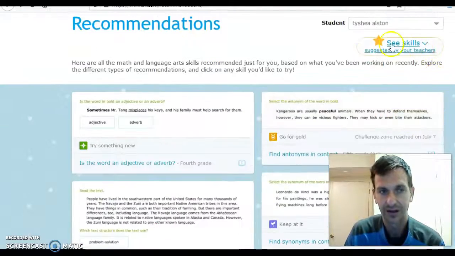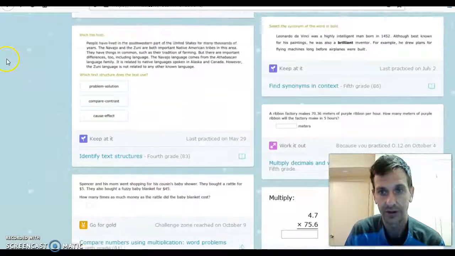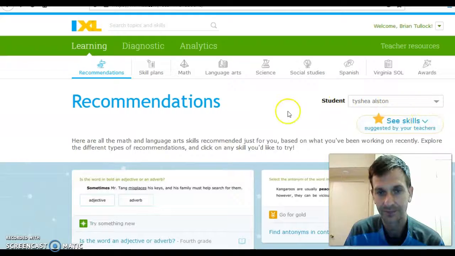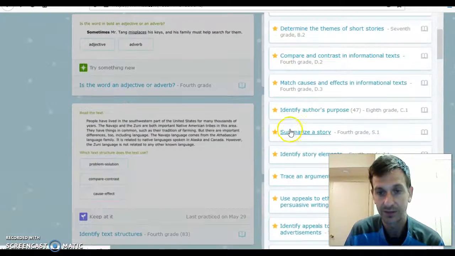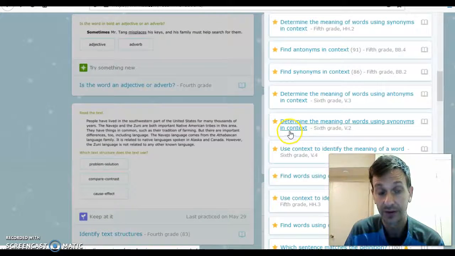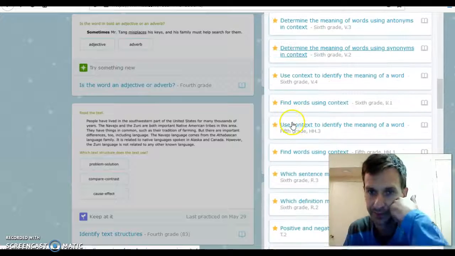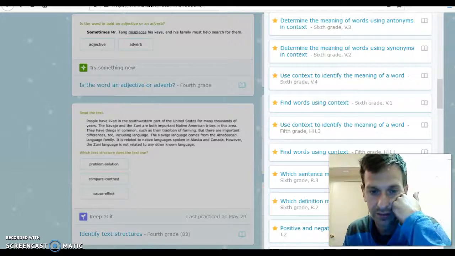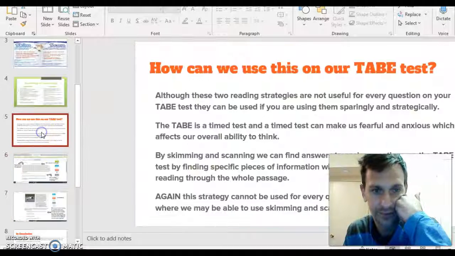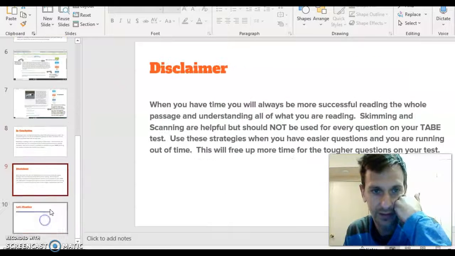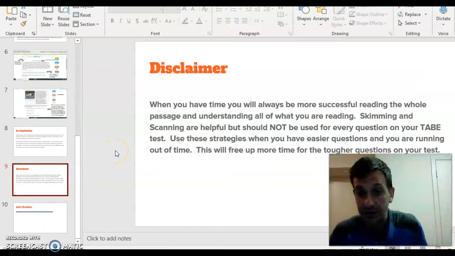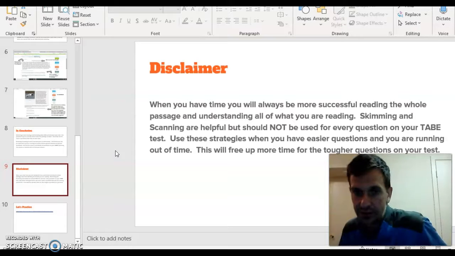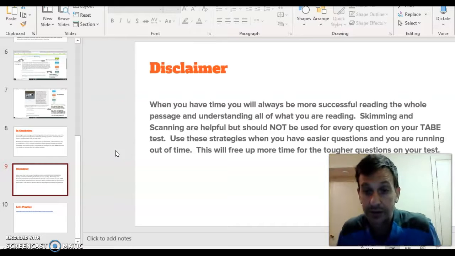Okay, so again, rushing is not going to get you anywhere. But see, this is proving my point that we must take our time. Even though we're reading fast, we can't just go. We got to get the gist of everything, all right? Look what I've put here. All right, disclaimer, right? What I put: when you have time, you're always successful reading the whole passage and understanding what you're reading. They're helpful, but not to be used on every question.